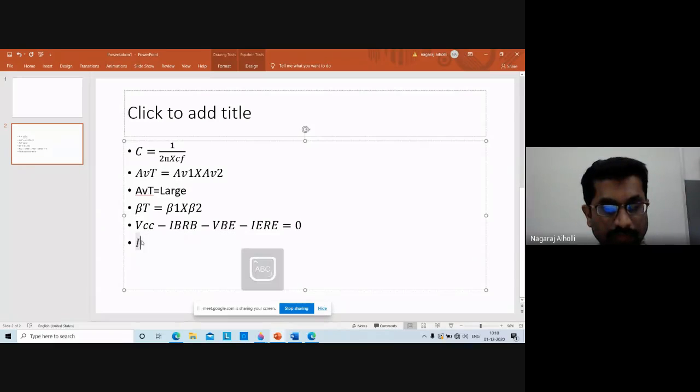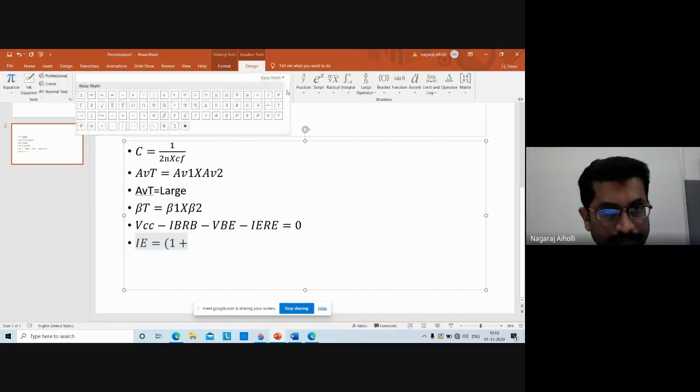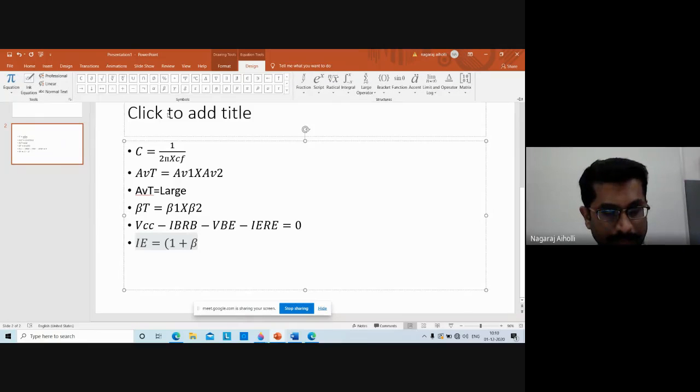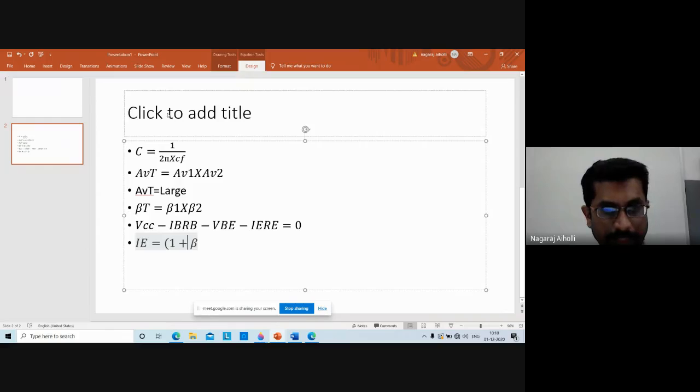IE is equal to, which equation do we have to use? If we want the equation in terms of IB, I want the equation for IB. So I have to express IE in terms of which term? IE is equal to 1 plus beta D, because it's a Darlington pair. It is beta D we are taking, that is the transistor gain, beta D, into IB. The equation is IE is equal to 1 plus beta into IB.